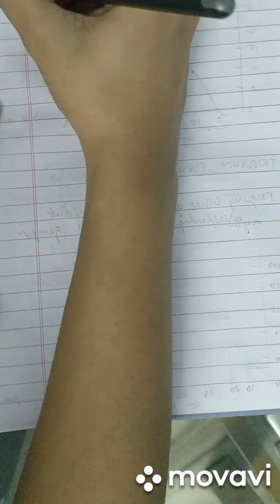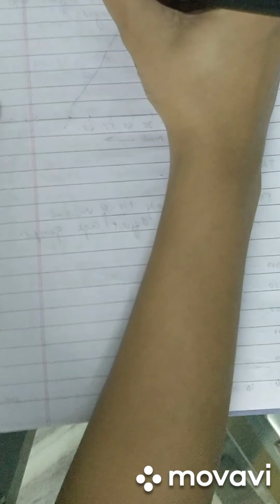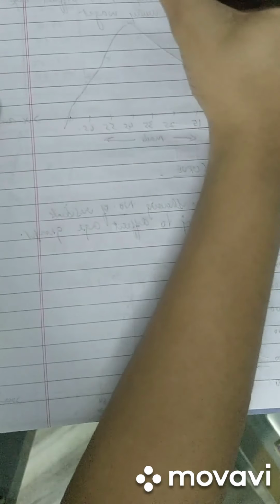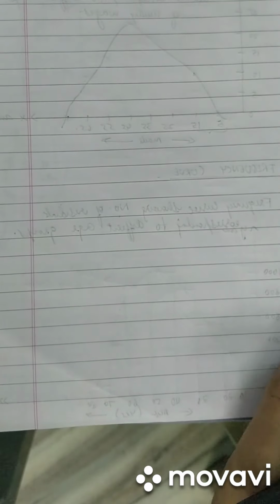Next, take down the fourth one. Ogives or cumulative frequency curve. Under that write down. Ogive or cumulative frequency curve is the curve which is constructed by plotting cumulative frequency data on the graph paper in the form of a smooth curve.